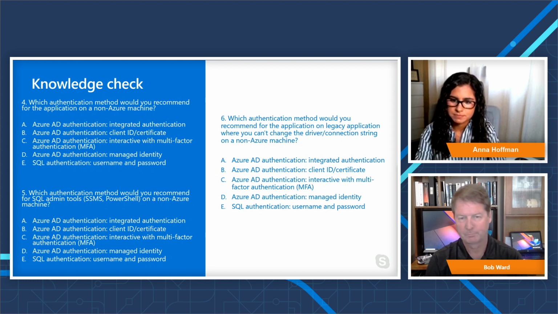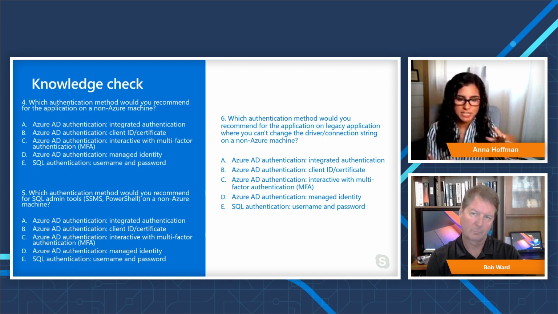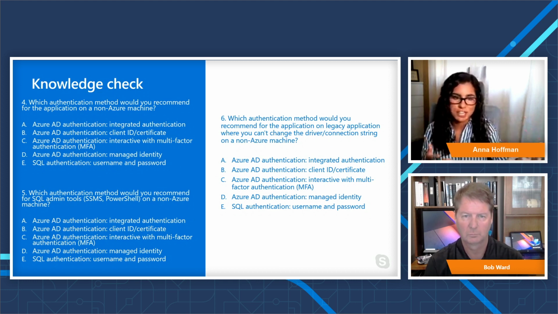Okay. So you're seeing a lot of B's for the first one, some C's for the second one, and E for the last one. Is that kind of what you're saying? Yeah, that's what I'm seeing. And it seems like maybe some people are interpreting the question as being a non-domain joined Azure machine, which would, of course, change the answer depending on how you interpret that. Sure.